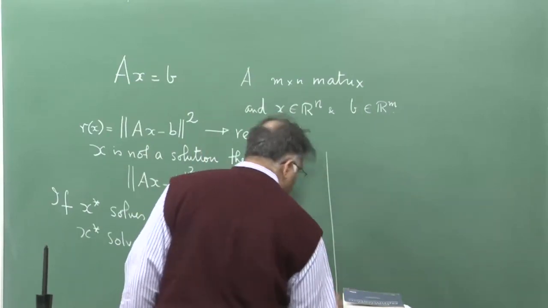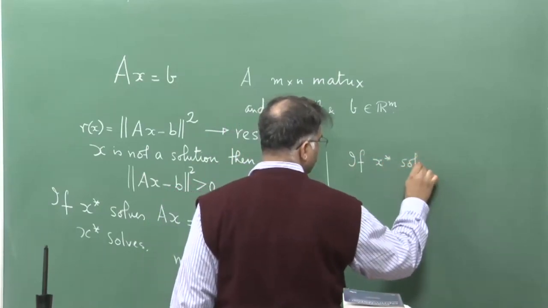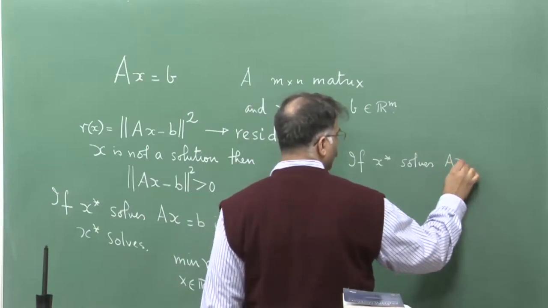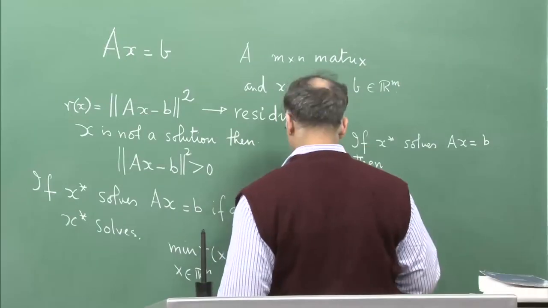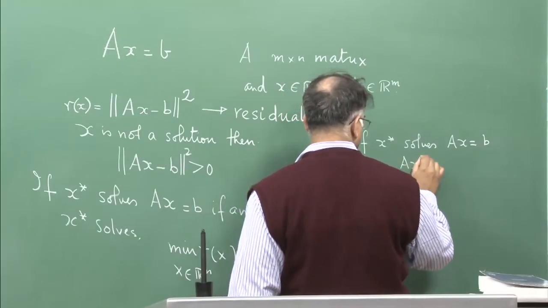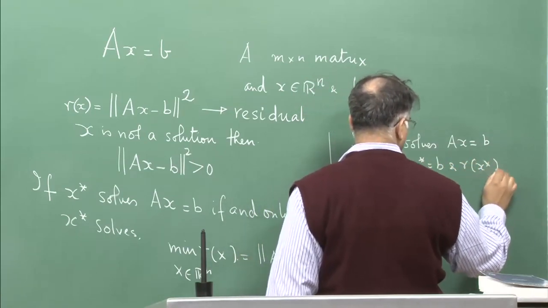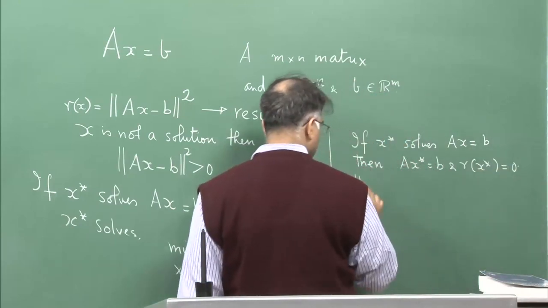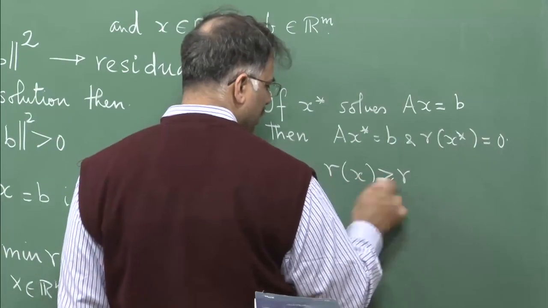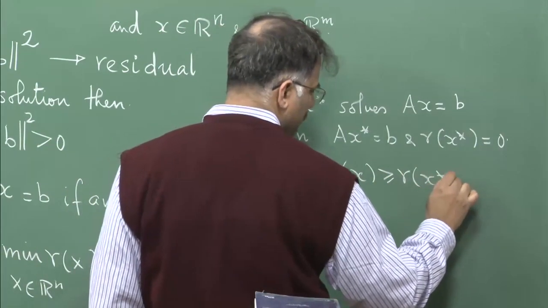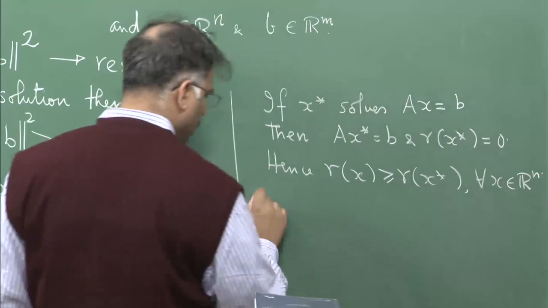But how do I prove that? If x star solves Ax equal to b, then naturally A x star is equal to b and R(x star) is equal to 0. Hence, because R(x) is greater than or equal to 0 for all x, R(x star) is the minimum. So x star minimizes R(x).